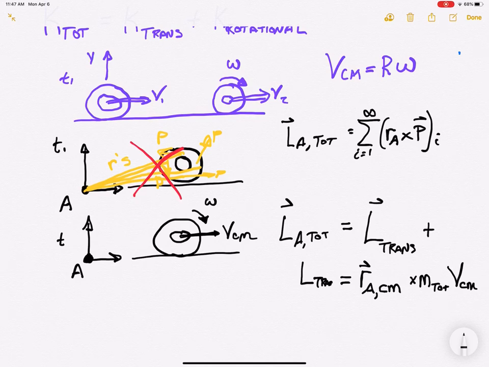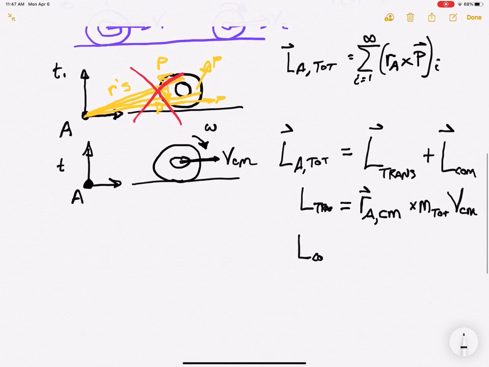And once we're at the center of mass, let's get the angular momentum around the center of mass. So the angular momentum around the center of mass is found by summing up all of the tiny little radii, and now I'm going to cross them into all the tiny little momentums. And I need to do a quick erase because that's supposed to be the dp.